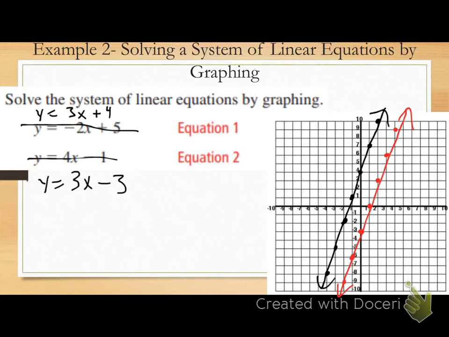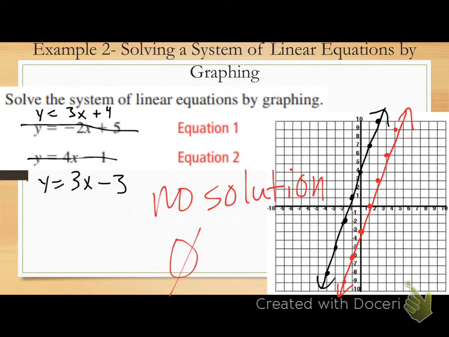So, remember, the solution of a system of equations is where the lines intersect. Are parallel lines ever going to intersect? So, if the solution is where they intersect, and they never intersect, what's my answer going to be? What's my solution? No solution, or you can write the no solution symbol.